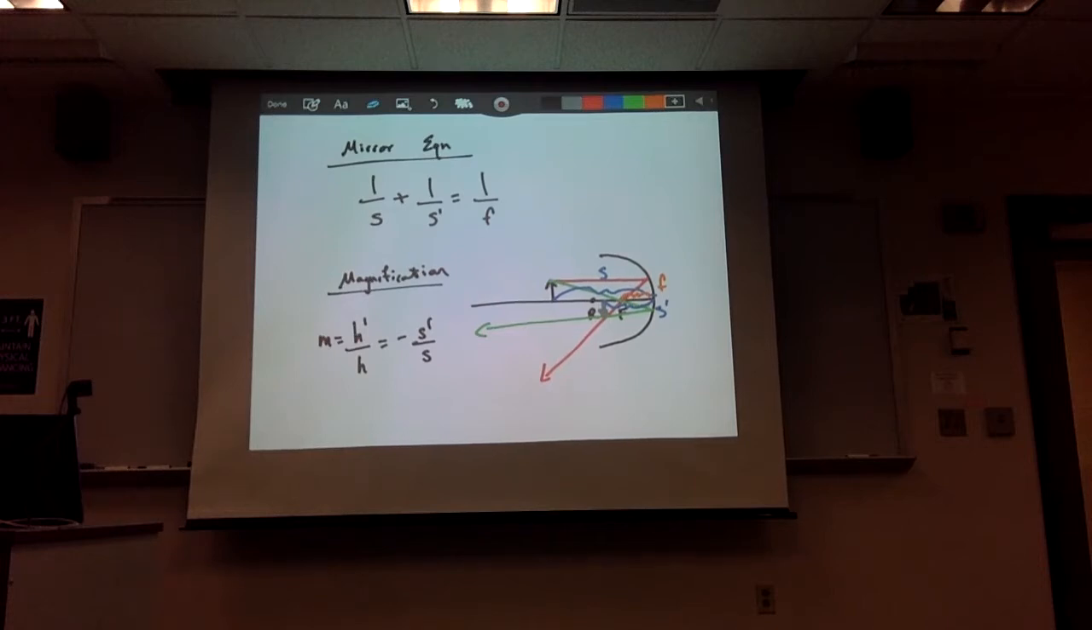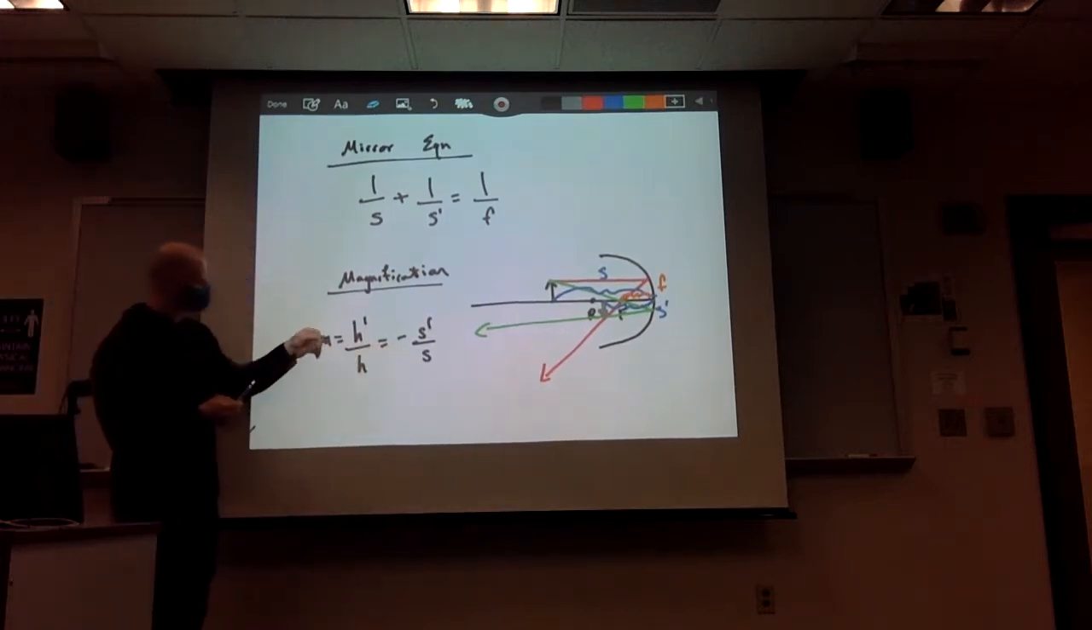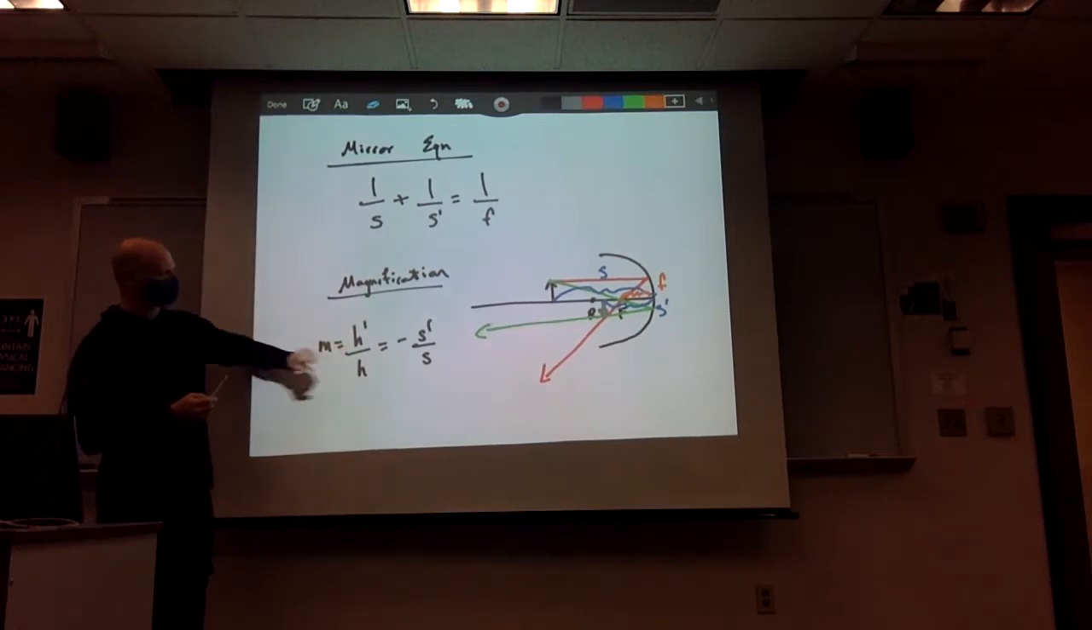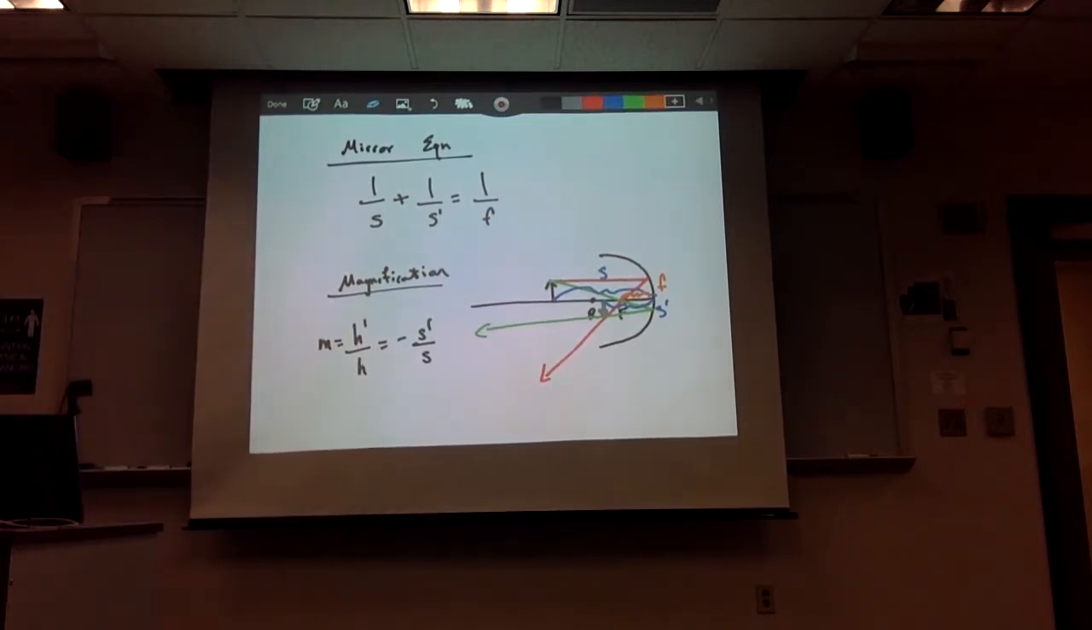And then we also have the magnification, which is the size of the image relative to the size of the object. It is equal to the size of the image divided by the size of the object, which is equal to negative of the image distance divided by the object distance.